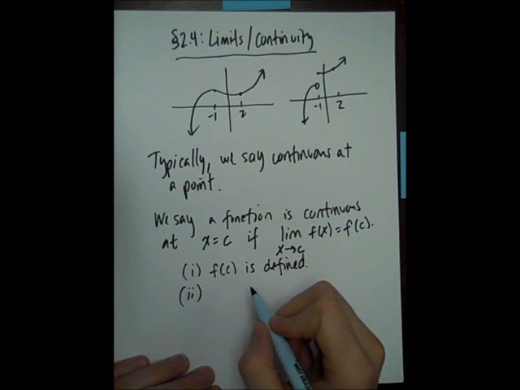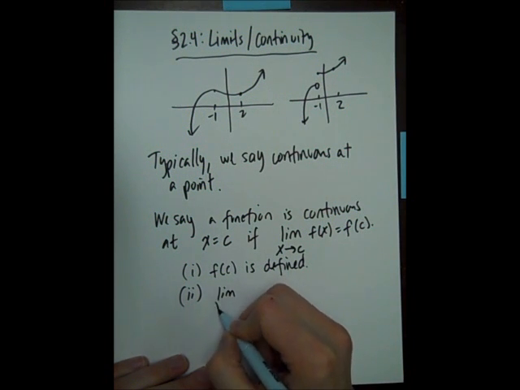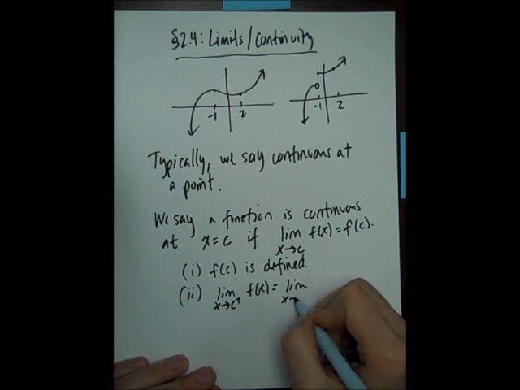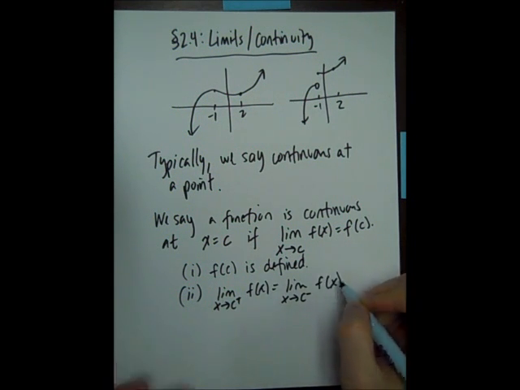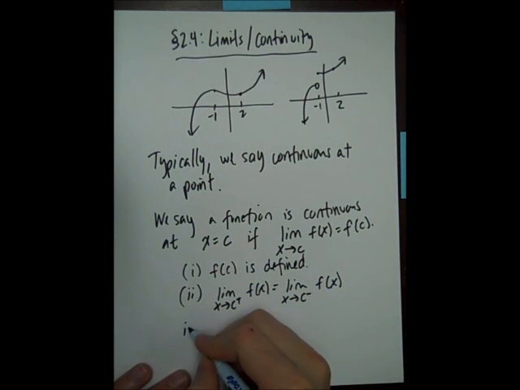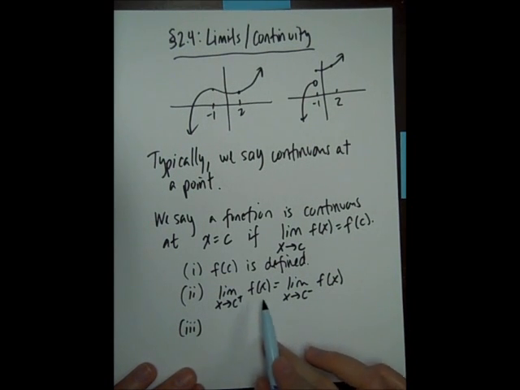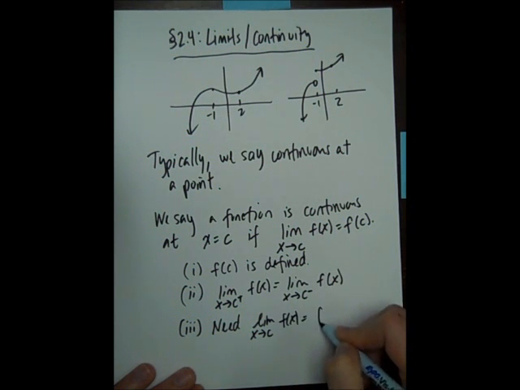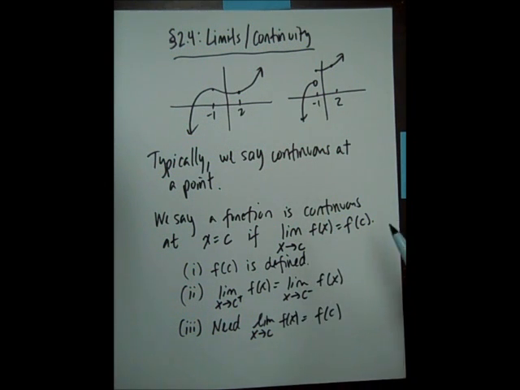Second thing is I need the right and left hand limits to be equal. So I need the limit as x approaches c from the right to be the same as the limit as x approaches c from the left. So that's the second thing that I need. I need the function to be defined at this point. I need the left-hand and right-hand limits to be the same. And number 3, I need whatever the limit was that's equal in part 2 to be equal to the function value. So we need the limit as x approaches c of f of x to be that function value from part 1. So those are your 3 things.